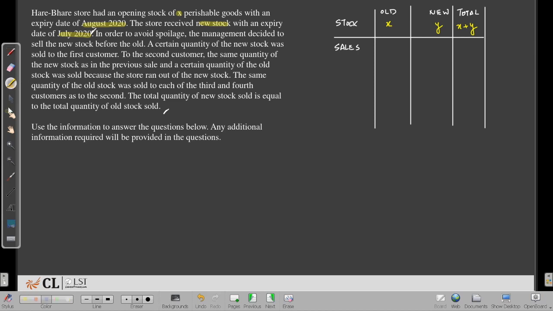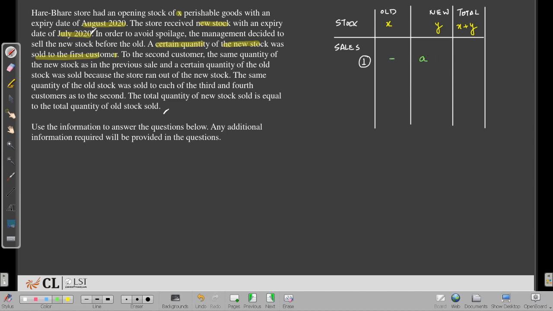A certain quantity of the new stock was sold to the first customer. So we don't know what the quantity is. Let's just write that to be equal to A. So the first customer got a certain quantity, which let's capture and write as A. Let's write it here as A.